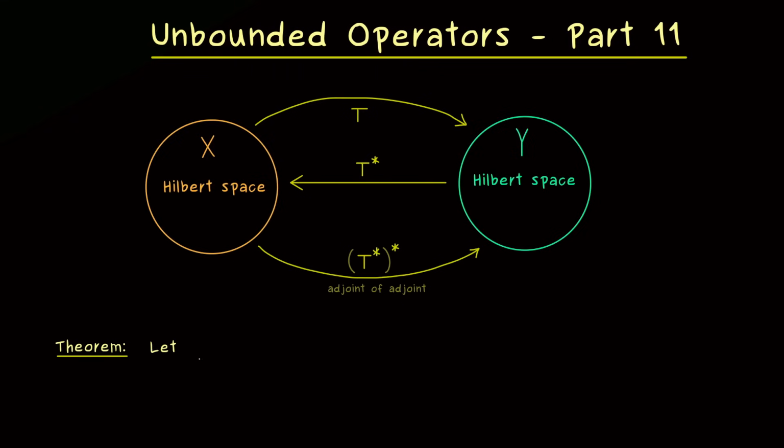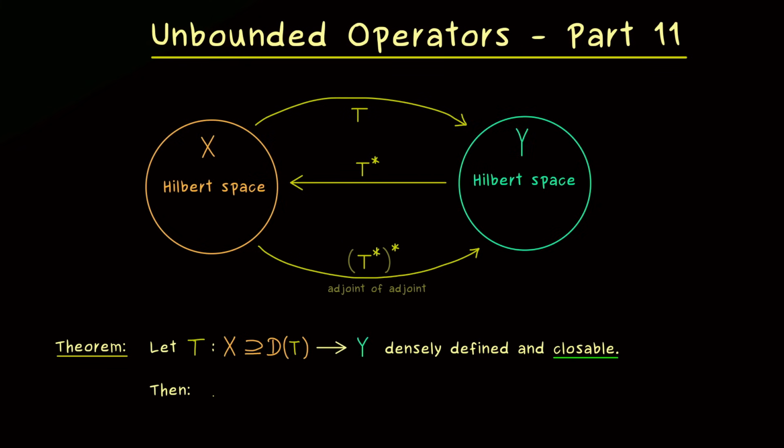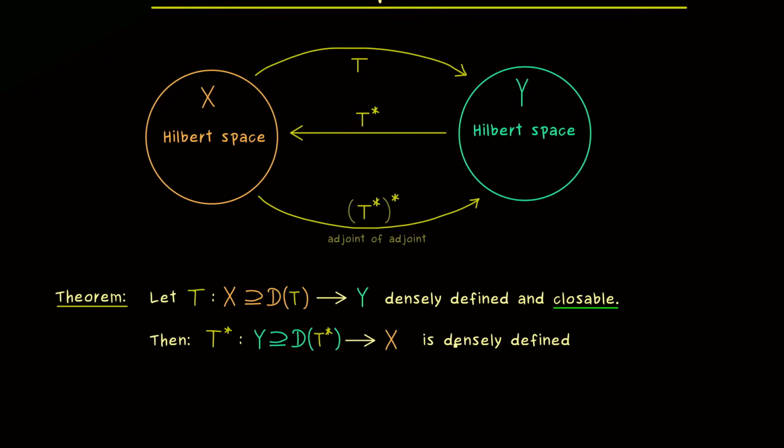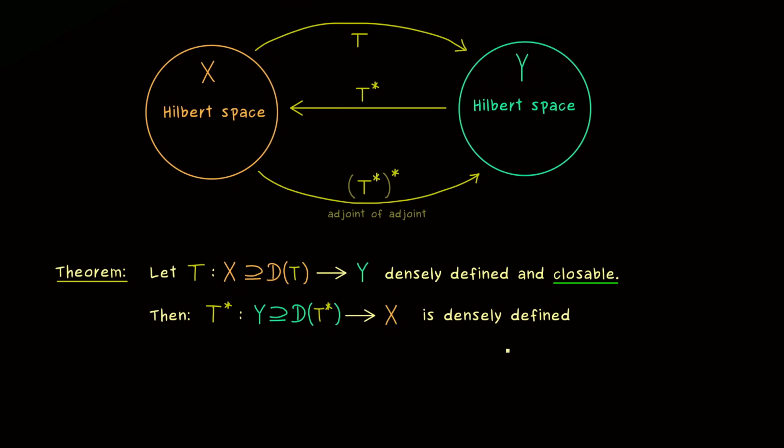This means for the theorem here, we need two assumptions for our operator T. First, we want a densely defined operator, which means that the domain of T lies dense in X, because only then the adjoint of T is well defined. And then the second assumption is that T is a closable operator. And then we immediately get the result that T star, the adjoint of T, is also densely defined and closable. In fact, we have even more, namely T star is already a closed operator.